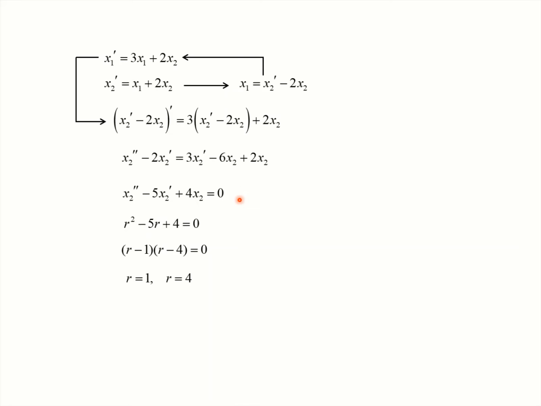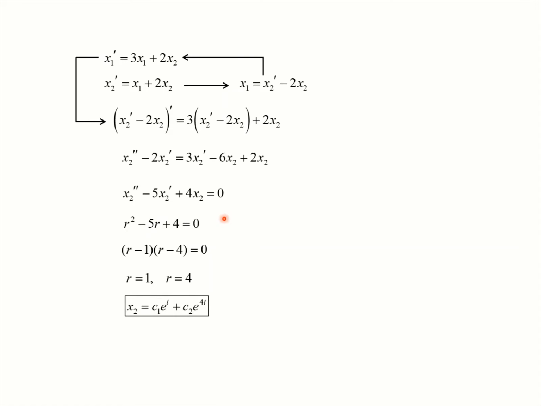Now what I'm going to do is write out the solution to this single differential equation here. It's going to say x2 equals something. So what does x2 equal? It equals c1 e to the t plus c2 e to the 4t. So just in the context of what I'm circling here, this was just a single differential equation that we already learned how to solve.